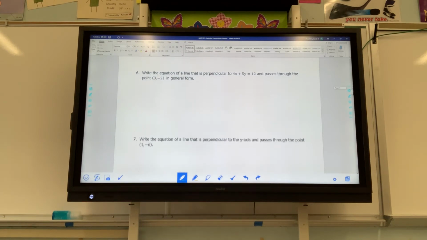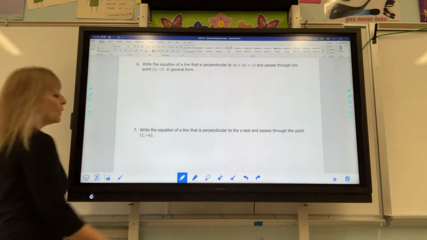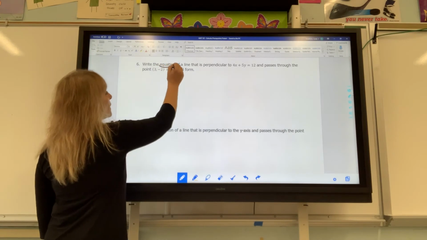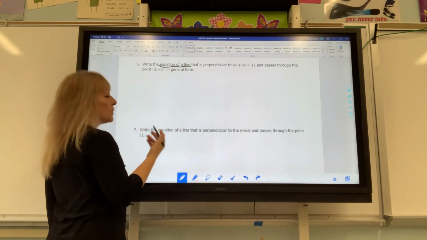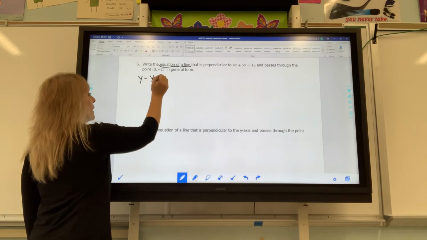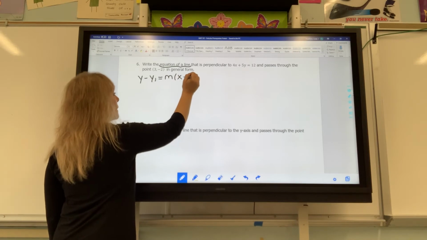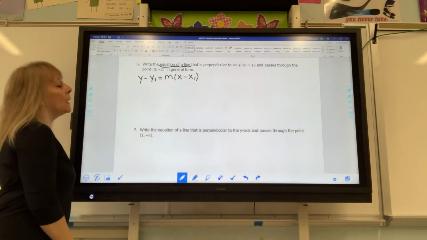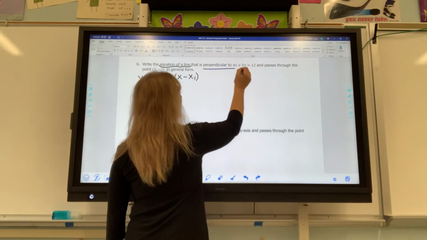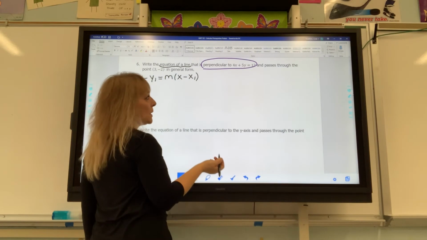We have 2 more questions on that page. So, for number 6, write the equation of a line. I usually just start off with y minus y1 equals m parentheses x minus x1. It then says that it is perpendicular to this. First, I need to know what the slope is.